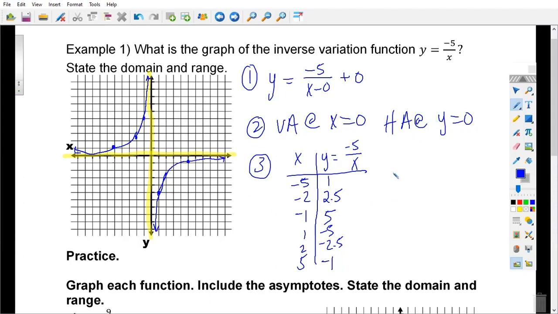Okay. Bam. Last part is to state our domain and range. Because it's just like its parent function in that sense, the domain and the range are still just going to be from -infinity to 0, union 0 to infinity. Okay, questions, comments? Okay, I'm going to give you at your table 5 minutes to do practice 1 and 2.